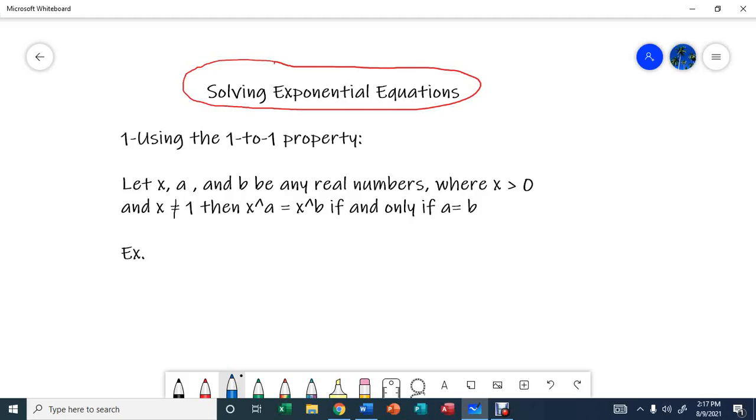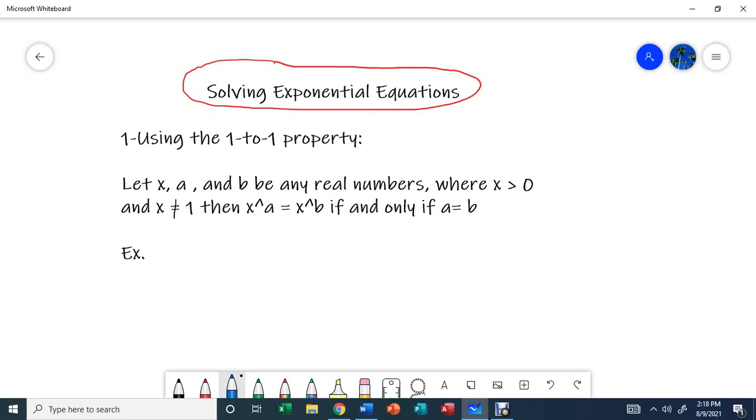So in today's video I'm going to show you how to solve exponential equations using a few techniques, depending on the question or the equation itself. So let's start with the first technique, which is using the one-to-one property. Let x, a and b be any real numbers where x is positive and not equal to 1. Then x raised to the power a equals x raised to the power b if and only if a equals b. This property is called the one-to-one property.